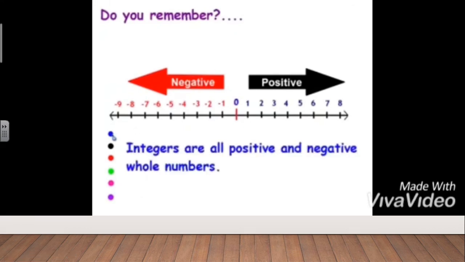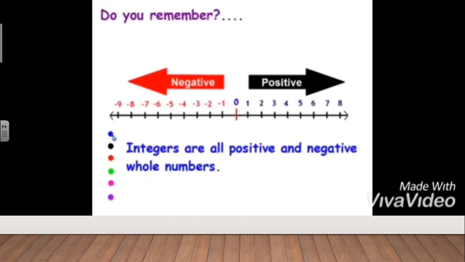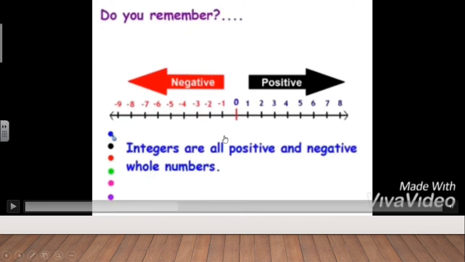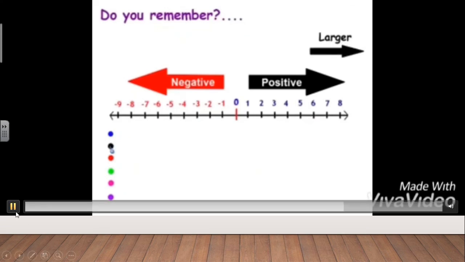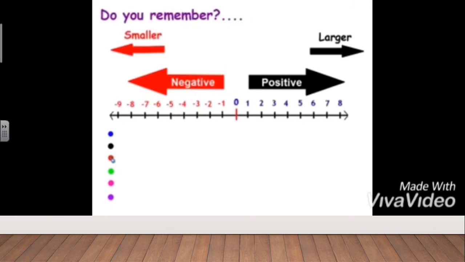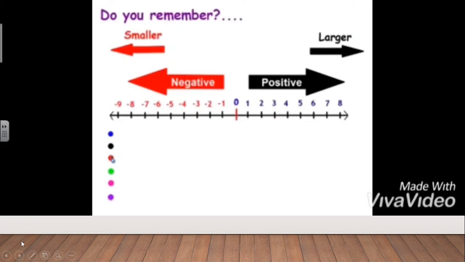Integers are all positive and negative whole numbers. So all integers are positive and negative whole numbers, okay? And we said that when we move right, we move toward the big number, and when we move left, we move toward the small number, okay? Don't forget.